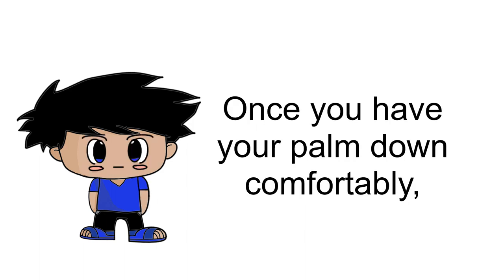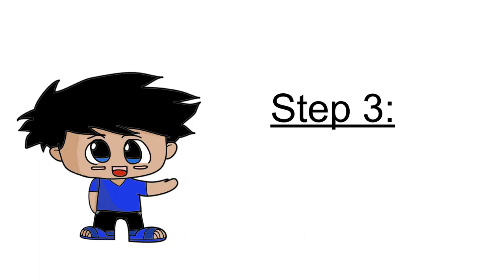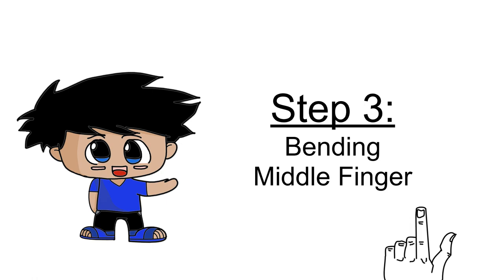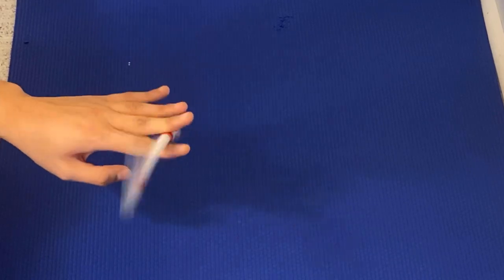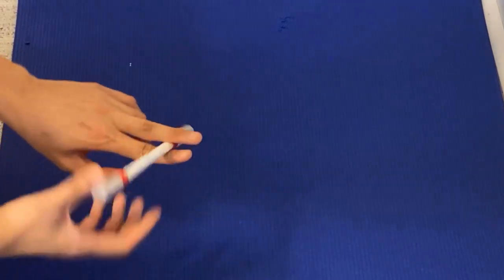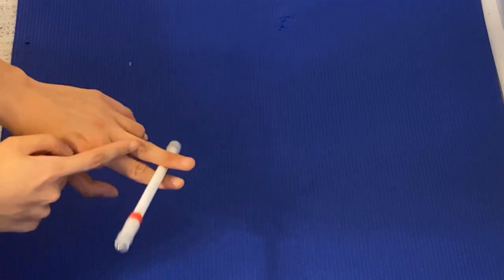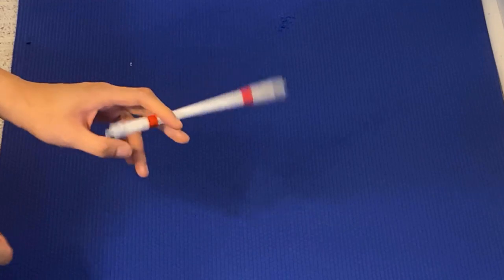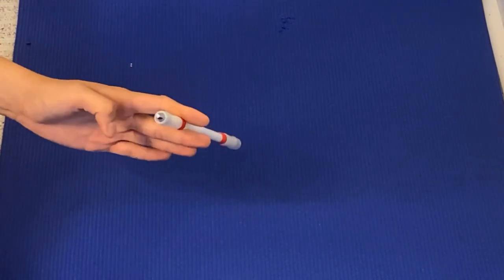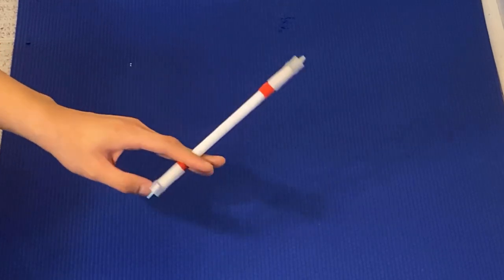So once you got your palm facing down, we're moving on to step three, which is pinning that middle finger. If you notice when you turn your palm from its side to your palm facing downward, the pin attempts to go over and around your index, but it doesn't, right? And that's because your middle finger is stopping it from going all the way over.